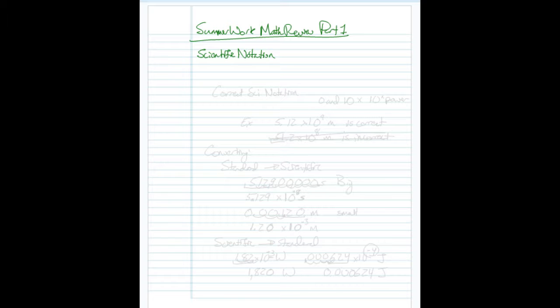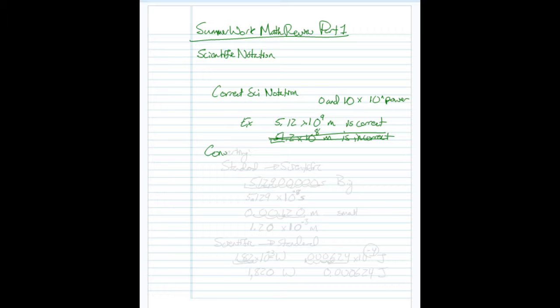Scientific notation is used to express very large and very small numbers quickly without changing the number of significant figures. Correct scientific notation will always be a number between 0 and 10 times 10 raised to some power. So for example, 5.12 times 10 to the 9th meters is correct, whereas 51.2 times 10 to the 8th meters is incorrect. 51 is a number greater than 10, so that is incorrect.